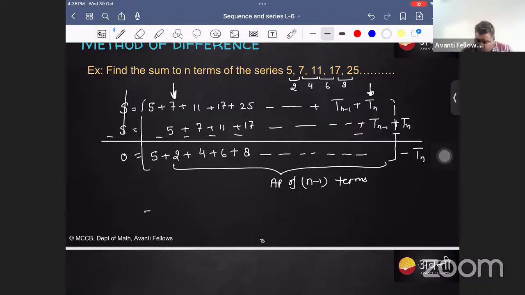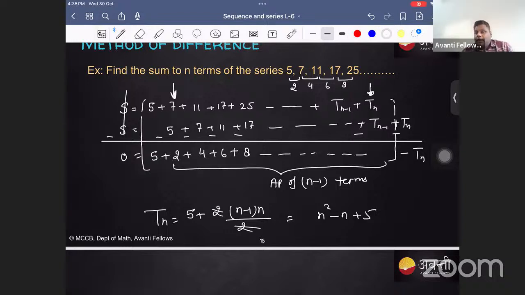Now take Tn to the left side. Tn will be 5 plus 2, 4, 6, 8 up to n minus 1 terms. Take 2 common. So it is (n minus 1) into n upon 2. This 2 also cancels. So it is n square minus n plus 5.